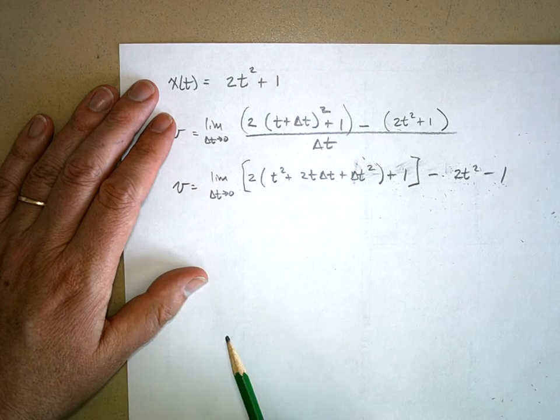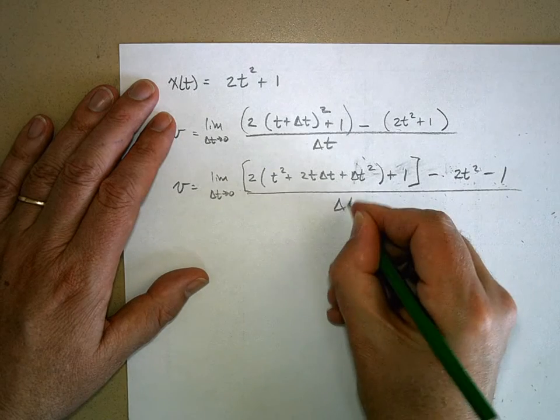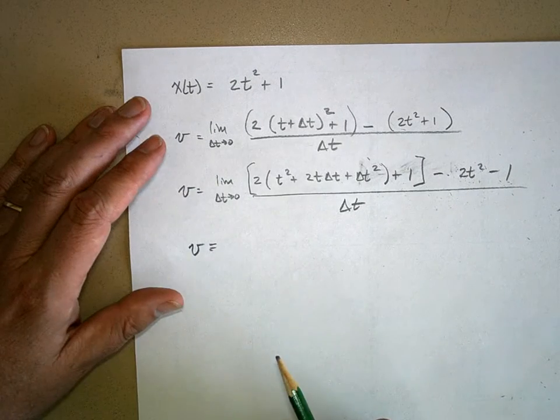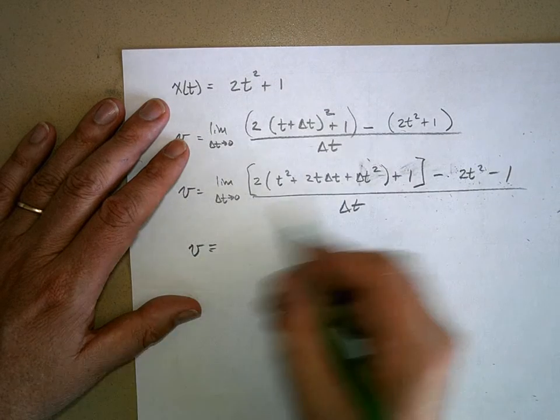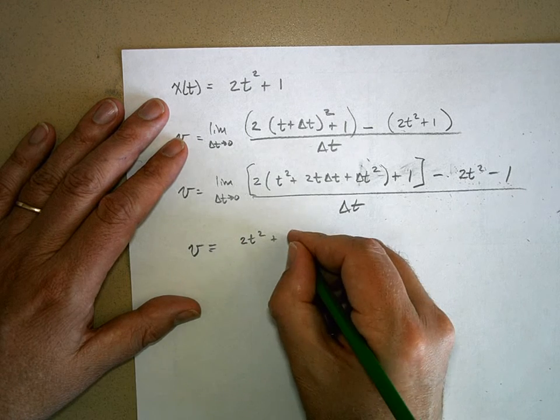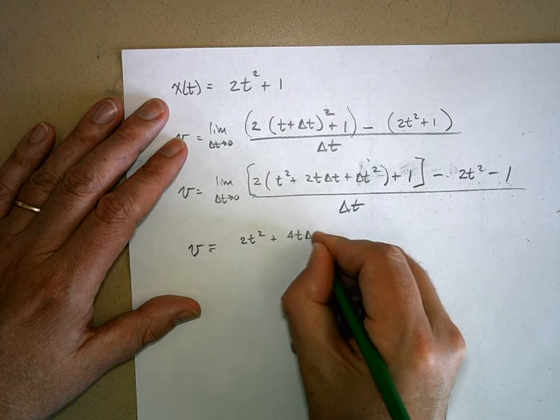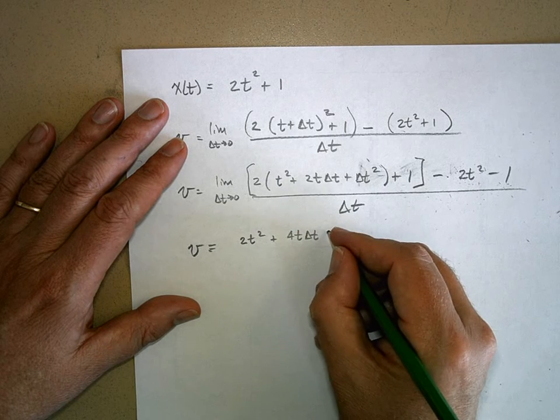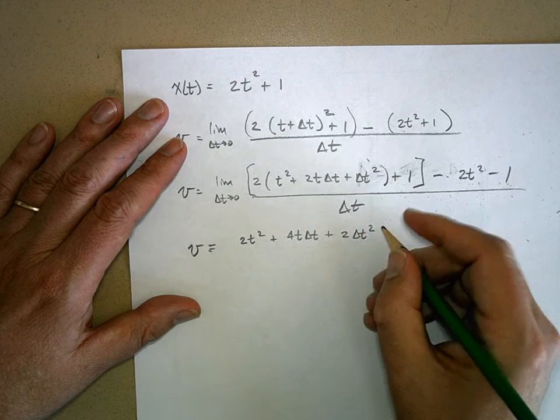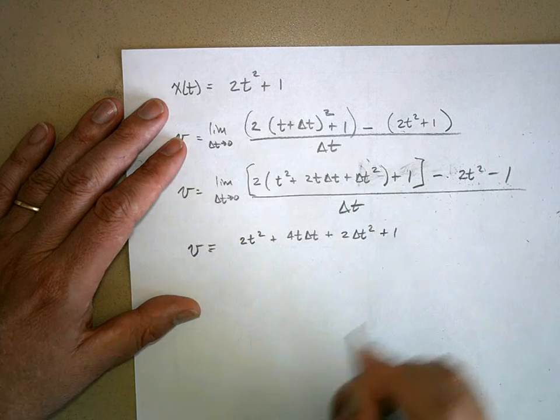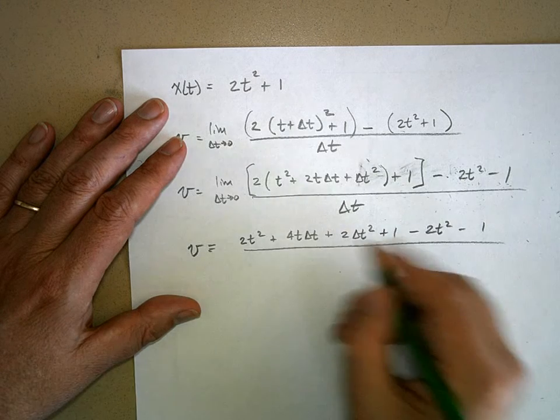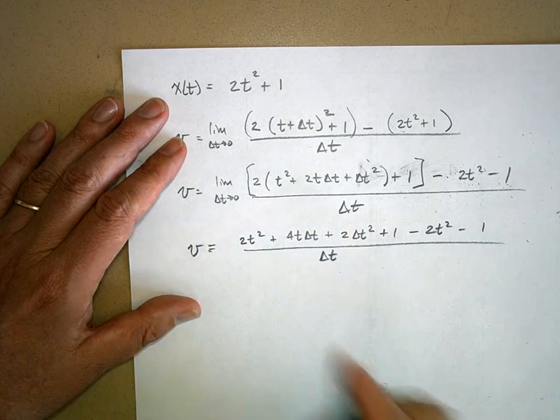All over delta t. Okay, so what do we got to do? I got to distribute that 2 in there and get rid of all the parentheses. So I'm going to go 2t squared plus 4t delta t plus 2 delta t squared. Did I do that right? Yeah. Plus 1. Help me out here because I always mess this stuff up. Minus 2t squared minus 1 over delta t. Oh, dang it. Right, there you go.